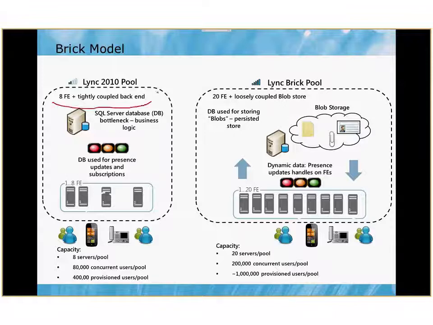If we start with 10, in 10 you could have up to 8 front-end servers in a pool. Again, we're talking about high availability, and they're all running the same configurations, and notice that it's tightly coupled to the back end. For those of you in 10, the database that we're talking about here, of course, is the RTC database.